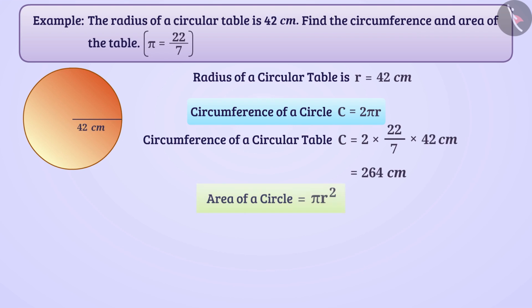Similarly, to find the area of a circle, we will use this formula. Hence, the area of circular table is 22 by 7 multiplied by 42 centimeter multiplied by 42 centimeter is equal to 5544 square centimeter. Let's see the next example.